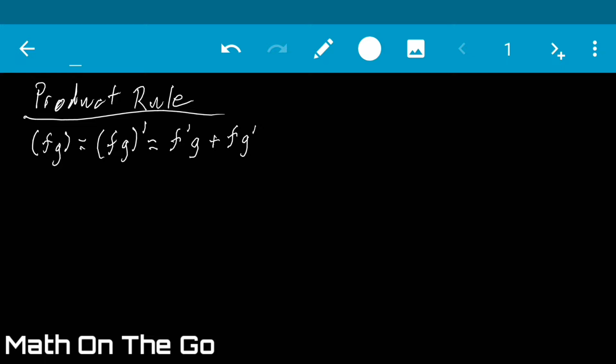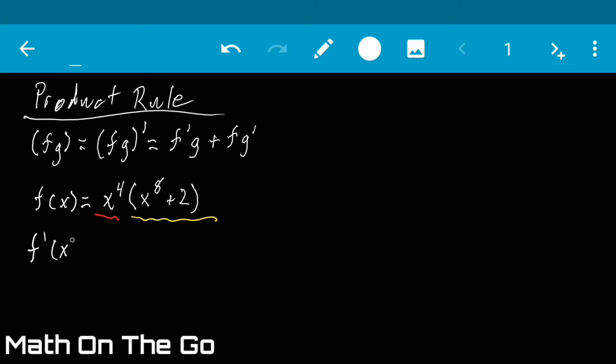All right, so let's go on and start with our very first example. Let's say we have f of x equals x to the fourth times x to the 8 plus 2. Okay, so we have our first and we have our second. So let's take our derivative. F prime of x equals, so we want to take the derivative of the first.